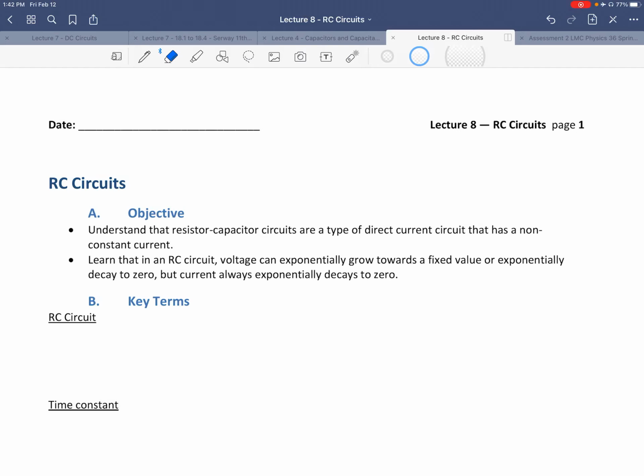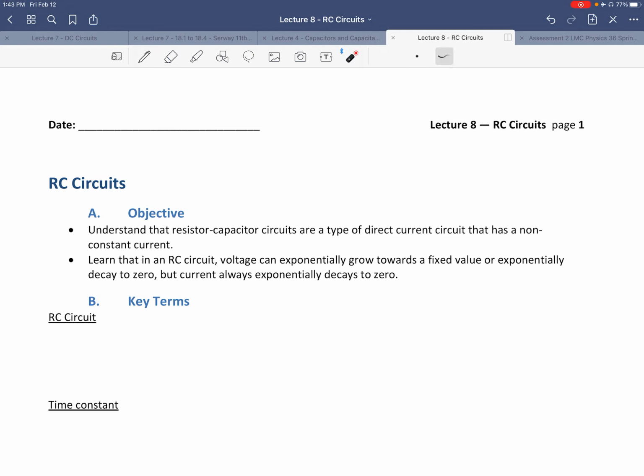Hello, and welcome to Lecture 8 on the topic of RC circuits. This is our final lecture of our group of lectures on the topic of electricity alone. Starting with Lecture 9, we're going to introduce magnetism and eventually incorporate electricity and magnetism together. But let's finish up this 8th lecture on the topic of electricity.